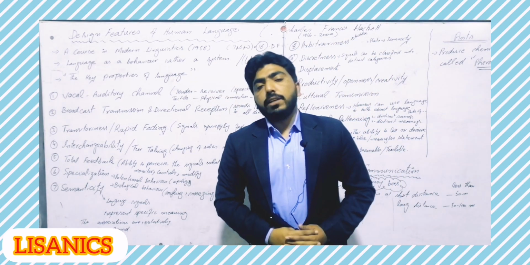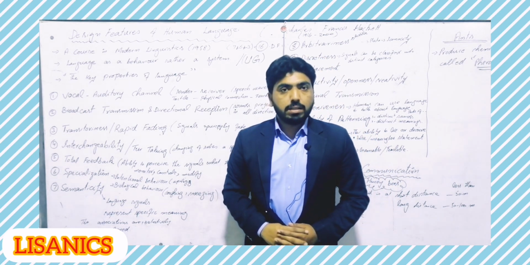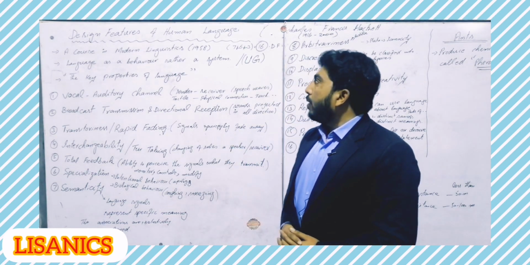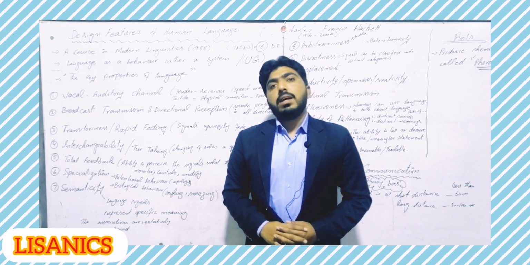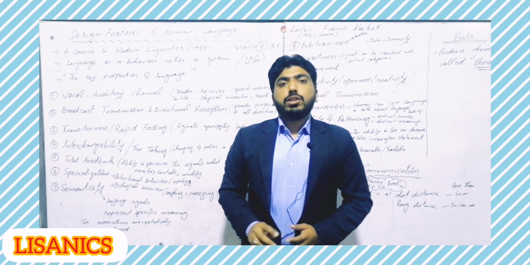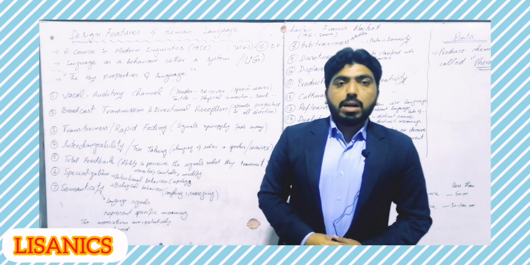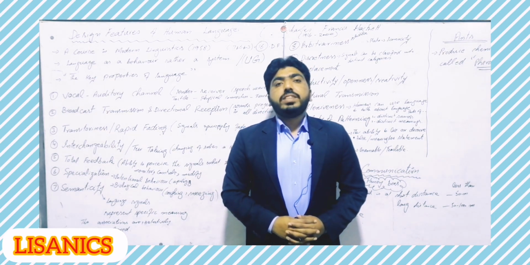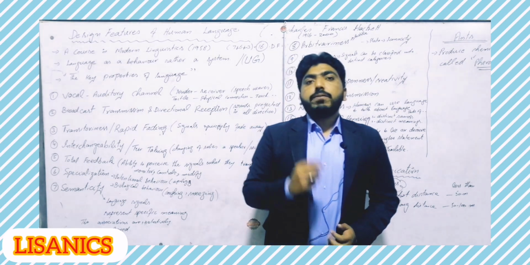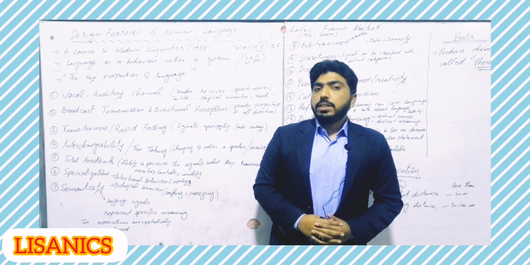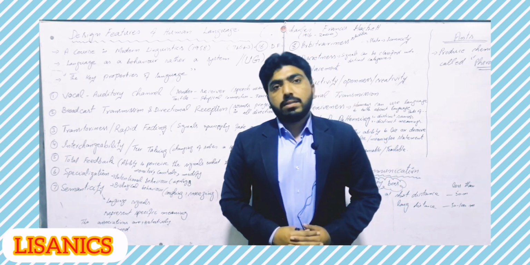When we say design features, these features were not given at once. Rather, in the beginning he gave only 7 features, and then he further added 6 features, and at the end he added 3 more features. So in this way the total number of features is 16. In this video I'll be talking about the brief concept, a one-liner definition, of all those features which are given by Charles Hockett.